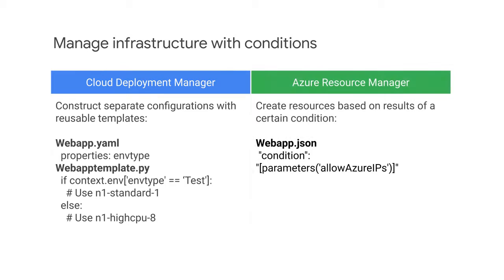In Azure Resource Manager, you can achieve the same functionality by defining a template with conditions to create or omit certain resources. For example, consider an Azure Deployment Manager template that creates resources for a web application environment. You can add conditions to allow or restrict internal IP addresses. Let's see how the two deployment technologies compare.